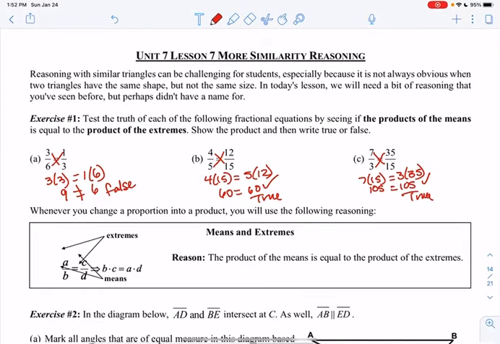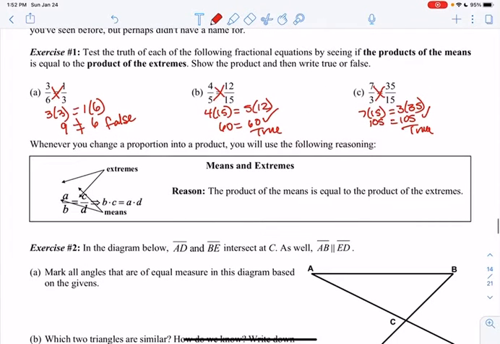All right, so whenever I take a proportion and I change it into a product, you're basically using this right here, means and extremes. The product of the means, now product means to multiply, is equal to the product of the extremes. Now, which one is the means and the extremes? It really doesn't matter. Technically, because you're just setting them equal to each other, all right?